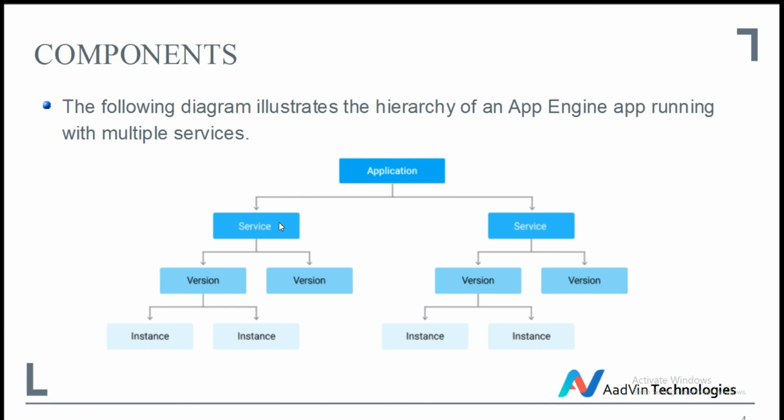This application, then their services, versions, and instances. So this service contains versions. One service contains different versions. We can include different versions inside a single service, and in each version we can have multiple instances running. So this is the flow diagram, the hierarchy of App Engine.